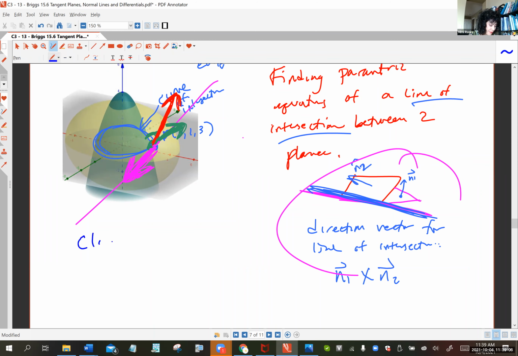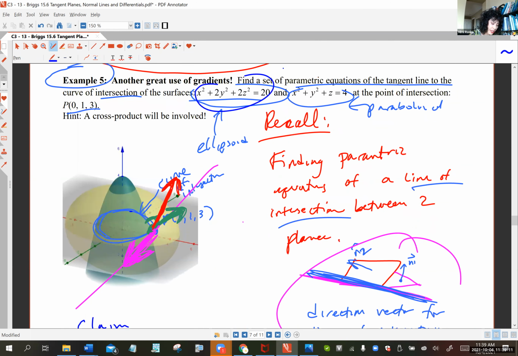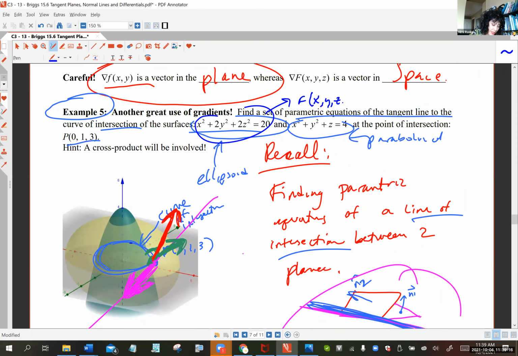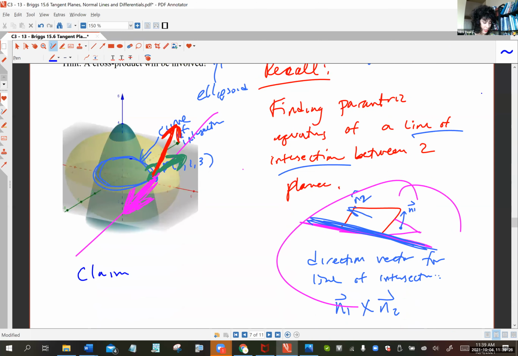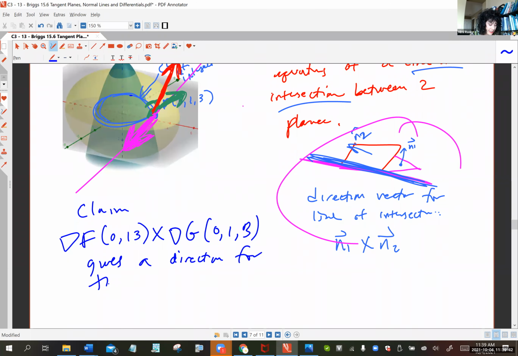So the claim is that if we get everything on one side and 0 on the other, we get this first equation written as F(x,y,z) equals 0, big F, and then we rewrite the equation for the paraboloid, where we get everything on one side and 0 on the other, and we'll call it big G. Then del F at the point (0, 1, 3) cross product del G at the point (0, 1, 3) gives a direction vector for the line. And that's a big deal.